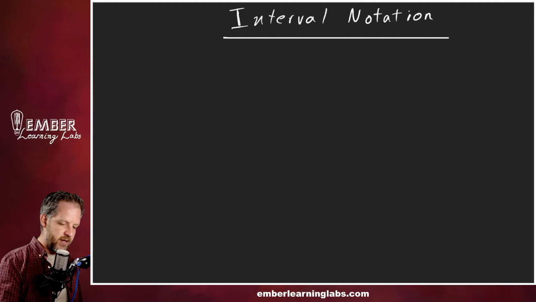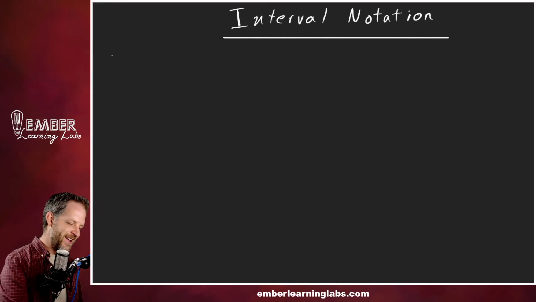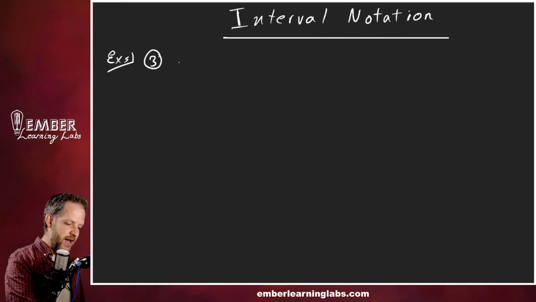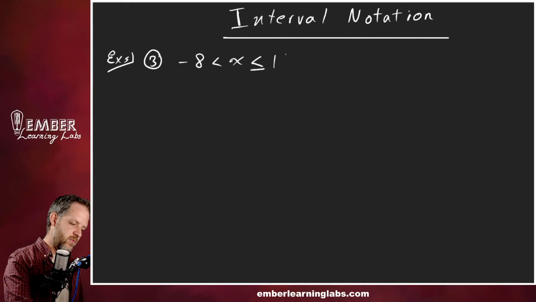This is example. I've lost count of the numbers. I'll let you do it. Well, no, I guess I won't. How about example 3? Example 3. So we're going to convert this into interval notation. So we're going to convert -8 is less than x is less than or equal to 16.